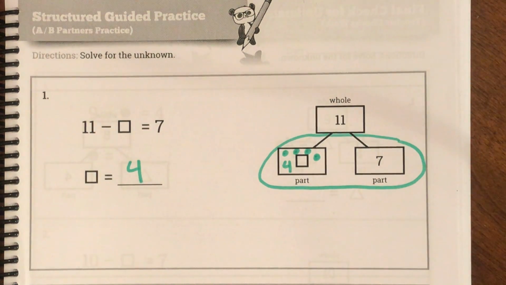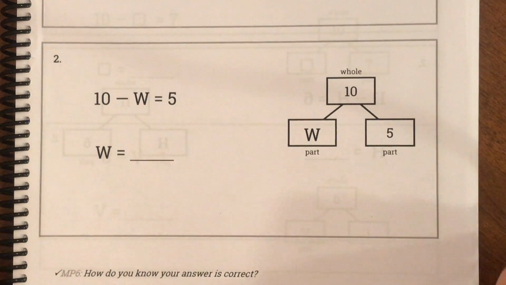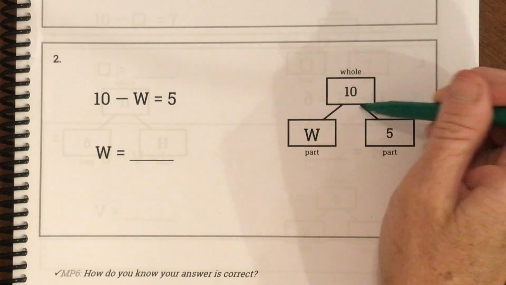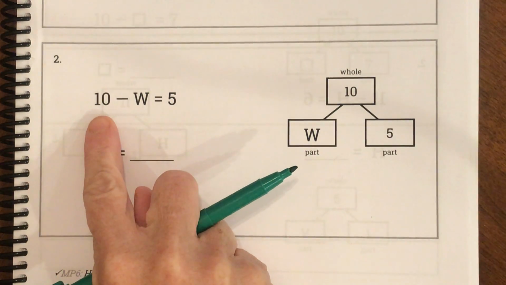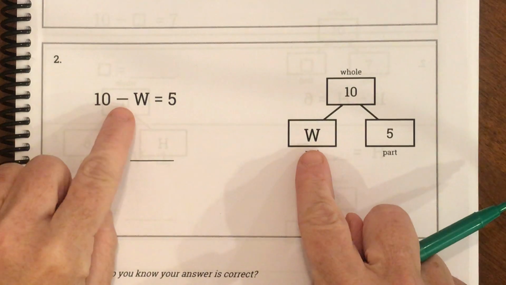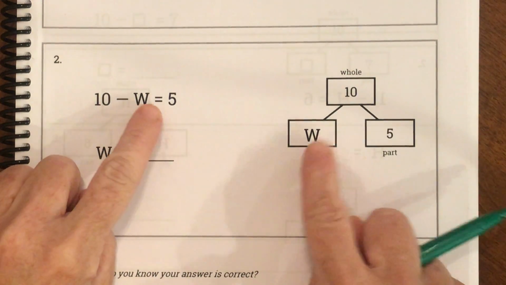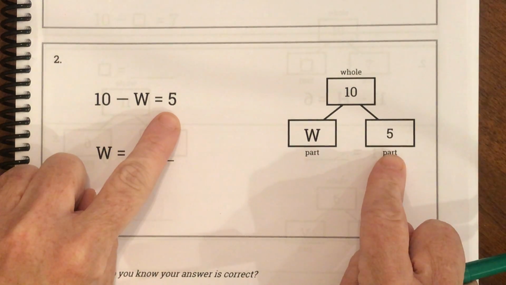Okay, let's do one more together. Okay, so here our equation is 10 subtract W, or unknown, equals 5. Okay, so if we look at our number bond, 10's our whole. That's what we're starting with. And we're going to subtract one of our parts, which is our unknown, is going to equal 5.